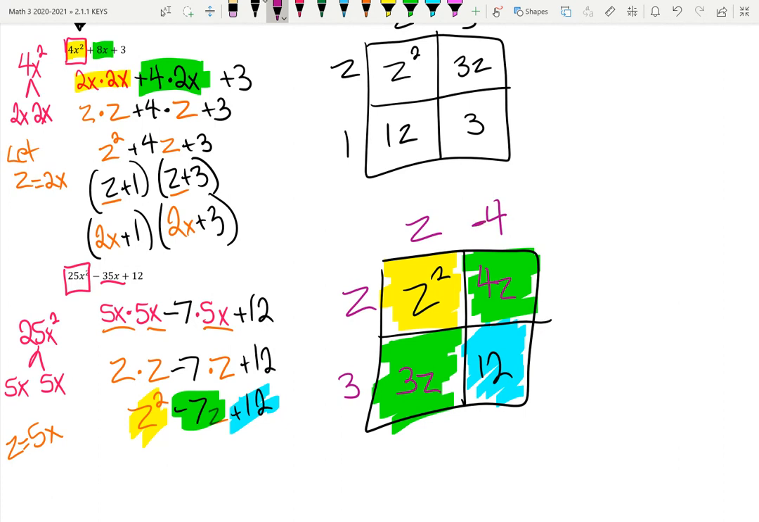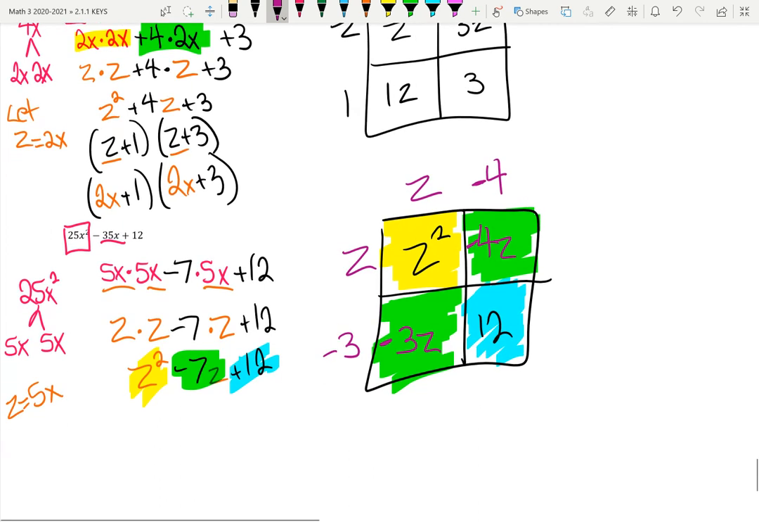If I make one of them negative, it won't make a positive 12. So both have to be negative. Negative 3 times negative 4 is 12, and negative 4z with negative 3z ends up to be what I want. So this area model helped me factor it. I look at the sides: z minus 3 times z minus 4.